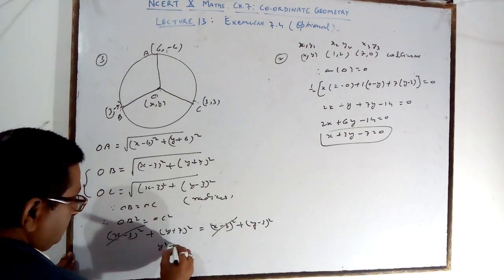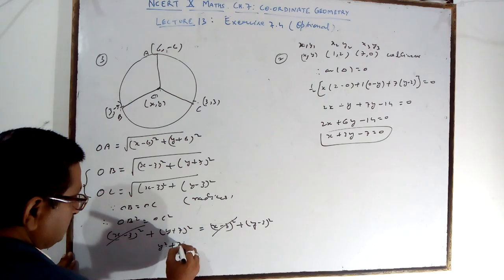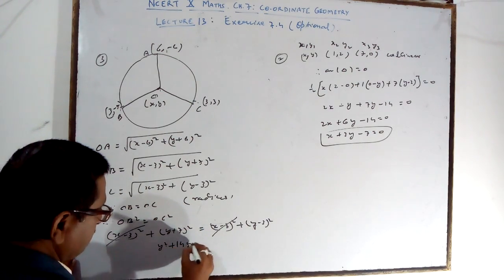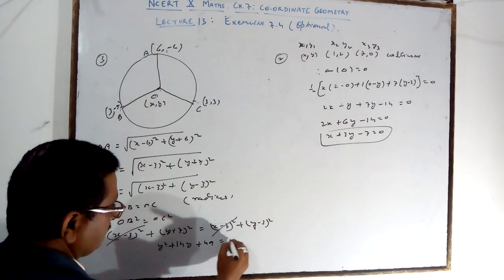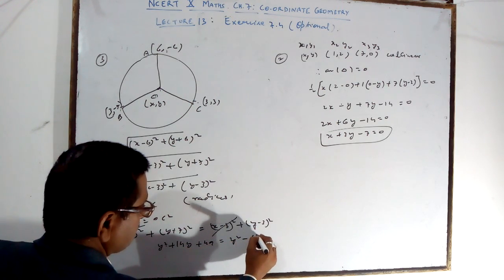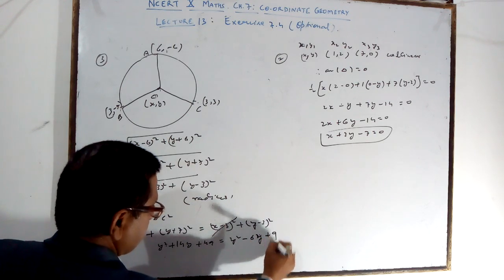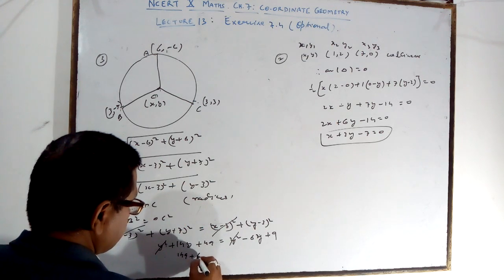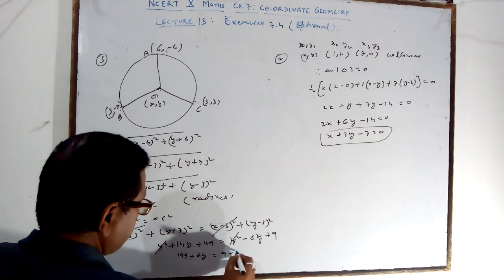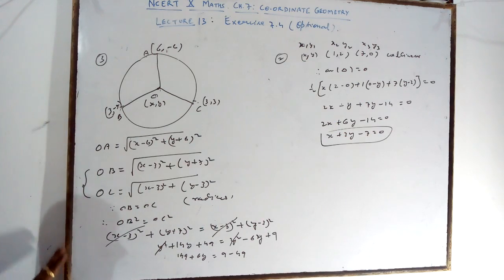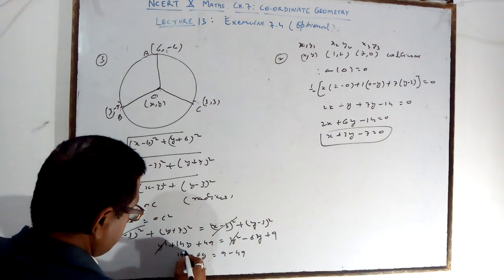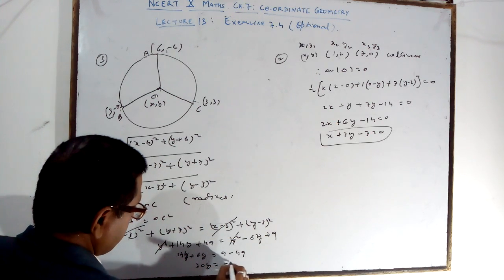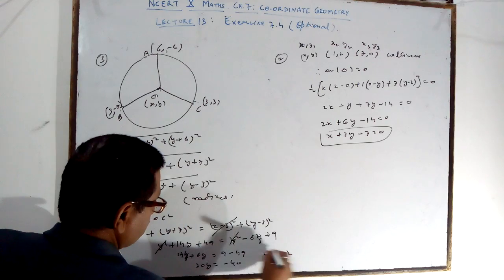Y square plus 14y plus 49 is equal to y square minus 6y plus 9. So y square will be cancelled. 14y plus 6y is equal to 9 minus 49. 9 minus 49, what will you get? 20y is equal to minus 40. Then y is equal to minus 2.